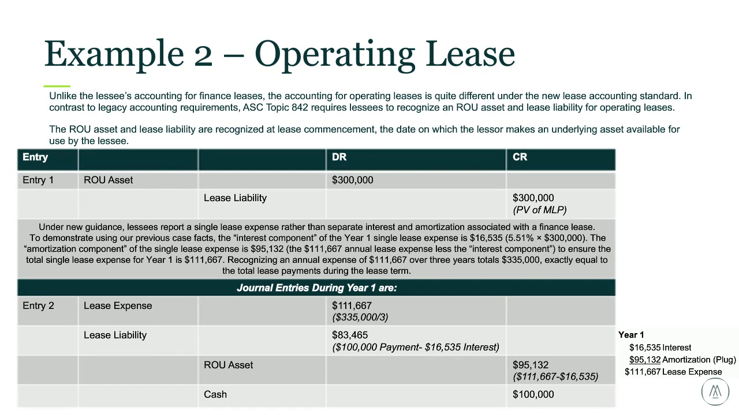So what that in effect does is your right-of-use asset is not going to be amortized on a straight-line basis. It's going to be amortized less at the beginning and more at the end to accommodate the difference in the lease expense. So, and then we make our cash payment of $100,000.